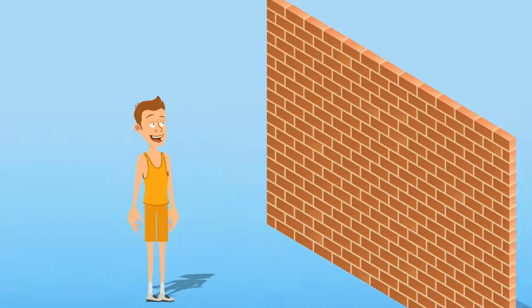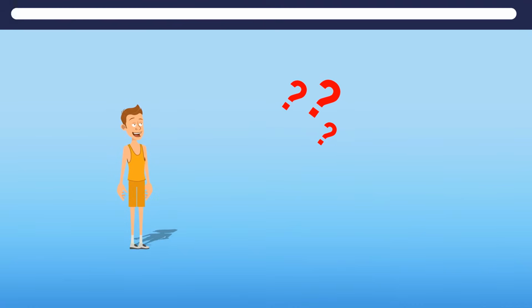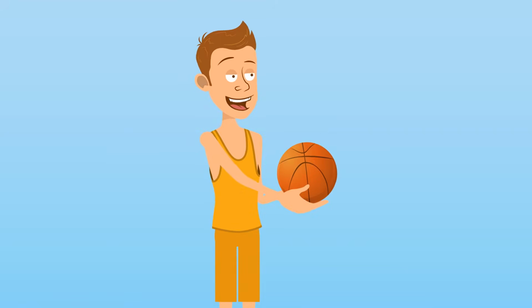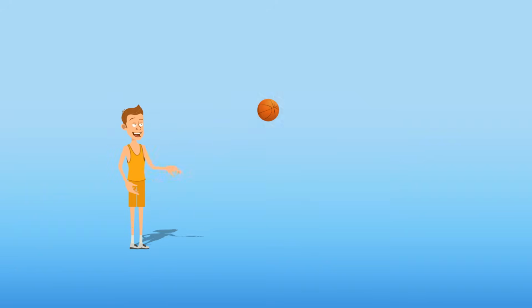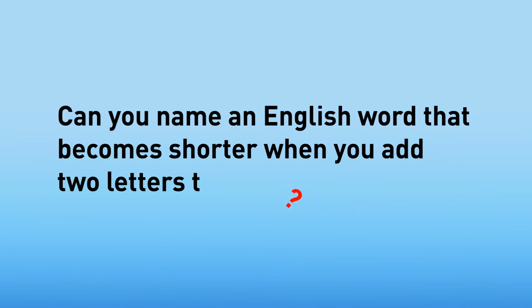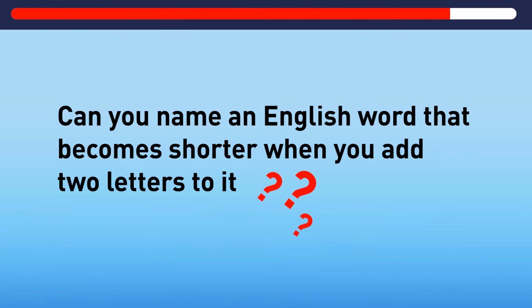There's an invisible wall in front of you. How can you figure out where exactly it is without touching it? You need to throw something at it. For example, a ball. Wherever it stops midair is where the invisible wall is. Can you name an English word that becomes shorter when you add 2 letters to it? This is the word short.